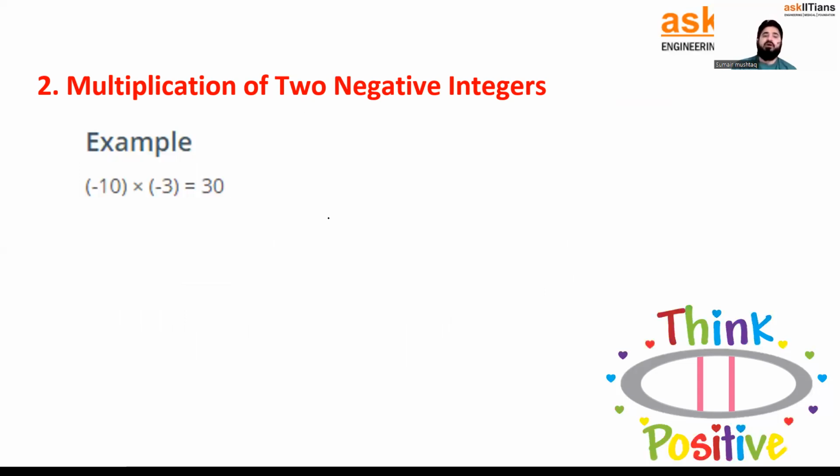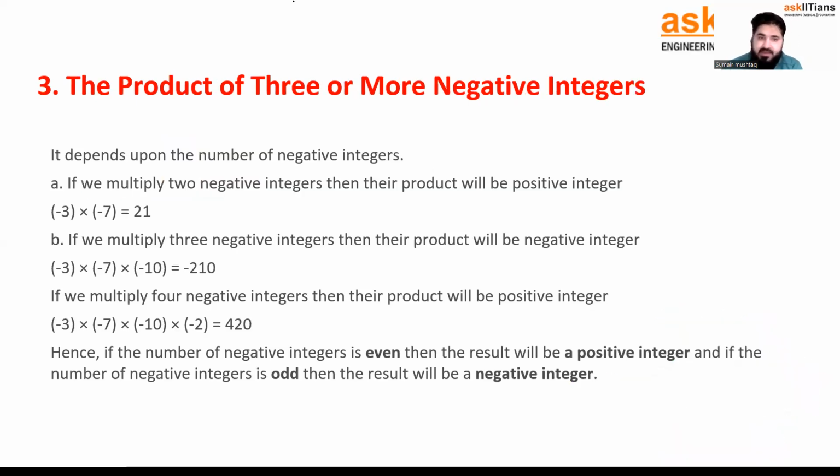Now you have to multiply this thing. How is this to be multiplied? Simple. This is -10 multiplied by -3. This is equal to 30, because negative and negative will be positive. Now here are some things which depend upon this. Remember, if negative is even times, that is equal to positive. If negative is odd times, that is equal to negative.